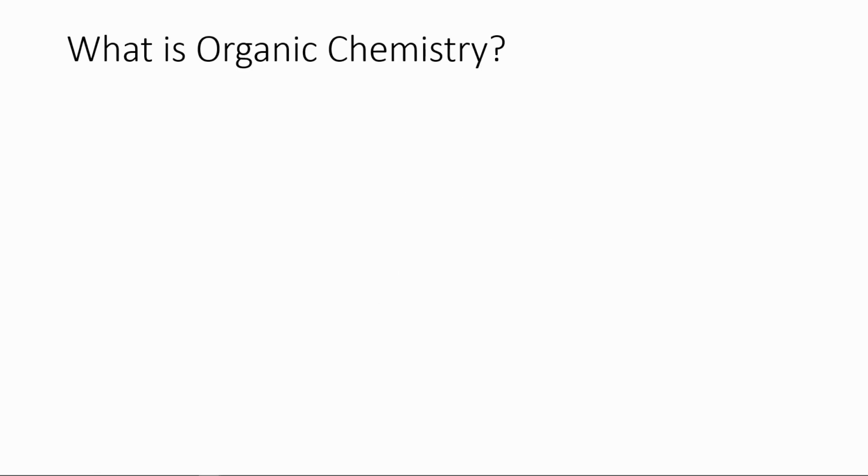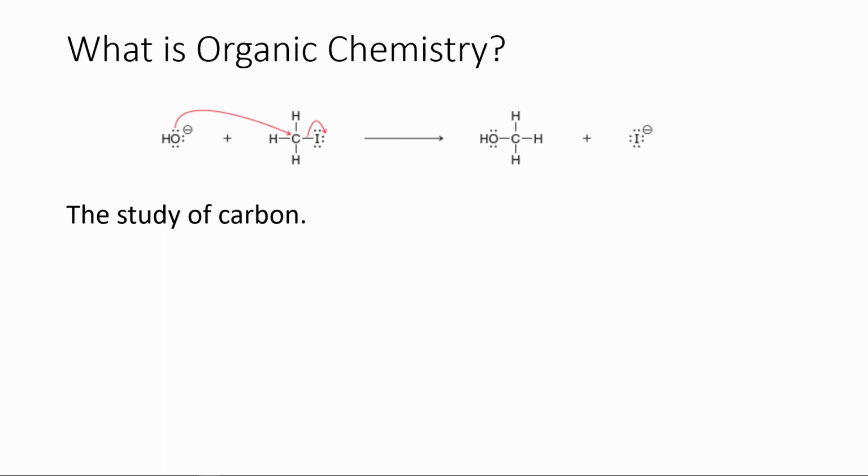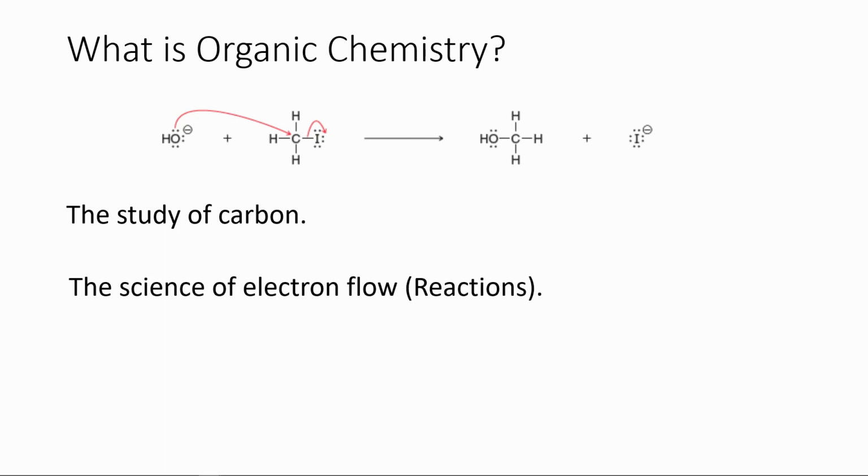So to start, what is organic chemistry and how does it relate to the other disciplines of chemistry? Organic chemistry is the study of carbon. Of all of the elements on the periodic table, we're going to be mainly focused on carbon in this course. We're going to be focusing on the electron flow of the reactions with carbon.